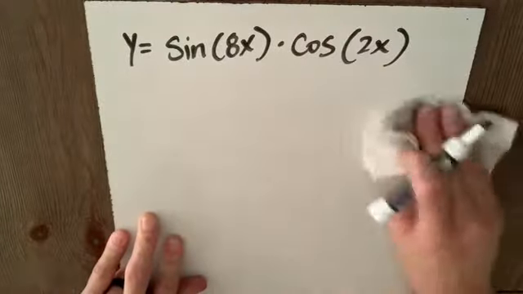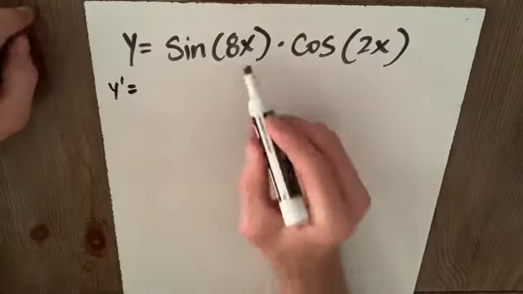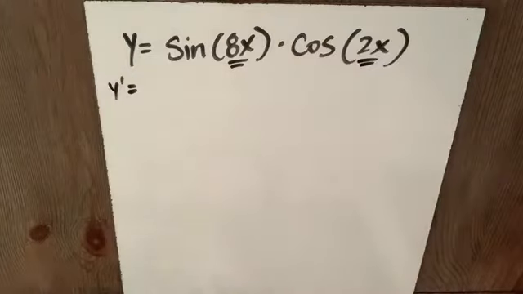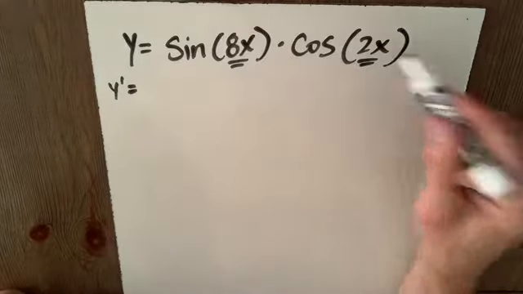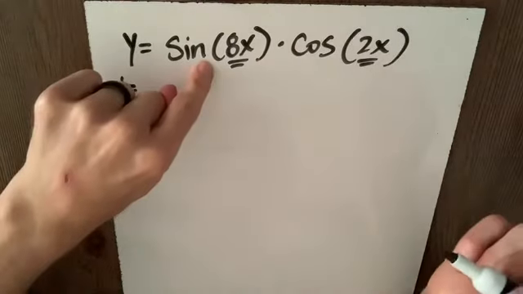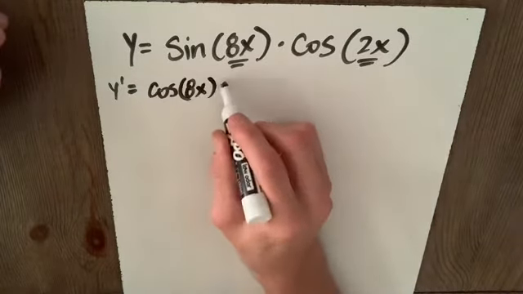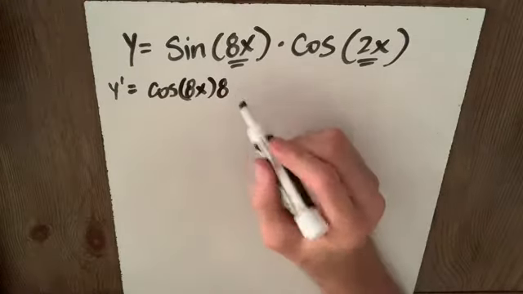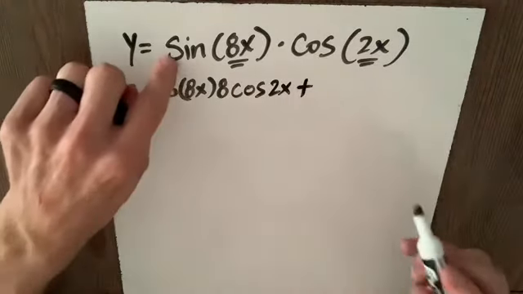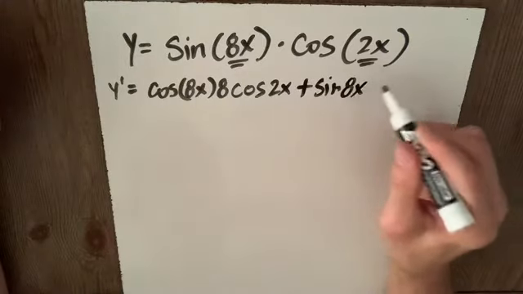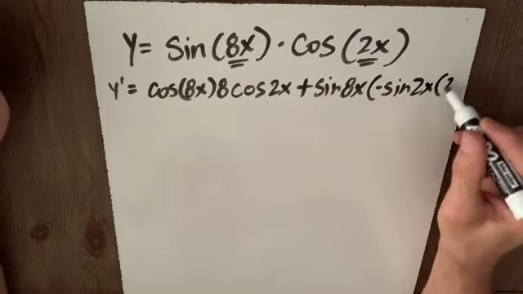If we think of sine 8x as f of x and cosine 2x as g of x, all right, so y prime is... I can see the arguments of sine and cosine are not simply one variable. We've got an 8 times the x and a 2 times the x. So I'm going to use the chain rule. If this is f of x, our derivative is cosine of 8x times 8, there's that chain rule, times g of x, cosine of 2x, plus f of x, sine of 8x, times the derivative of g of x, which will be negative sine of 2x, chain it up, times 2.